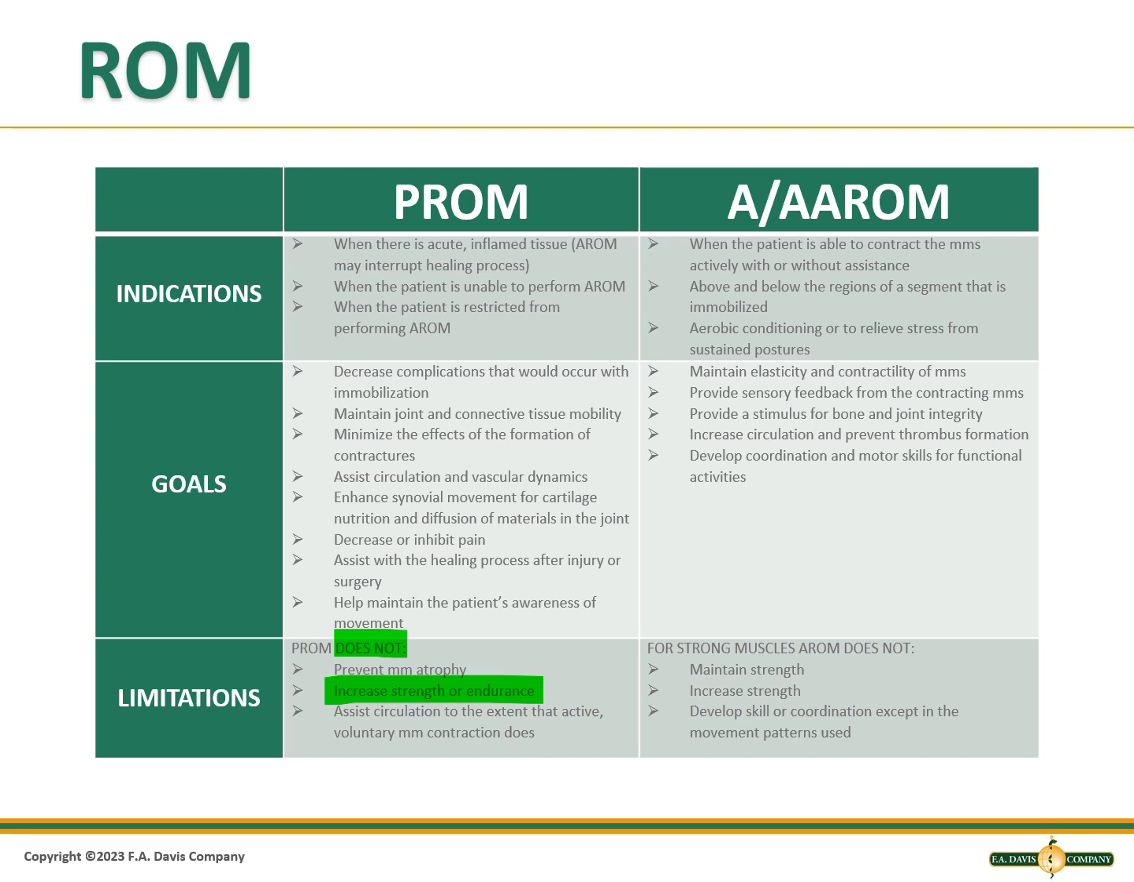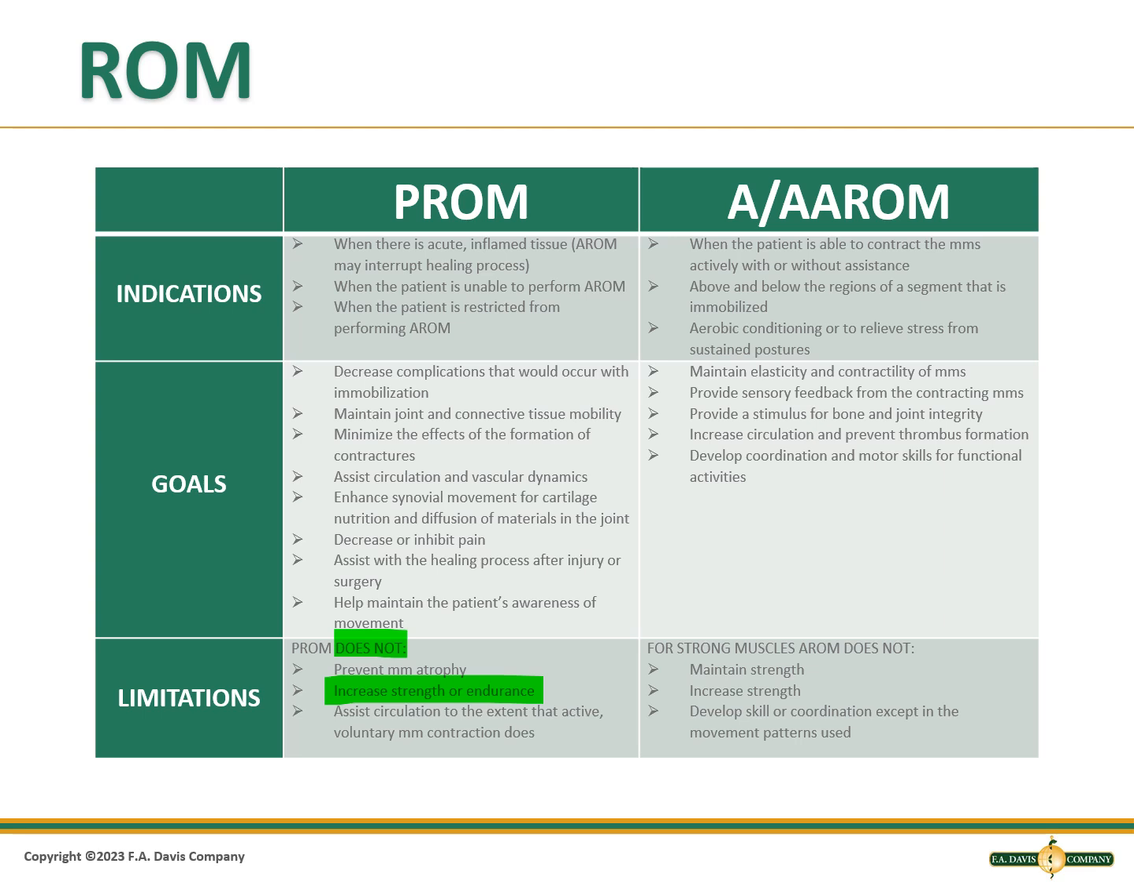So when should we use each of them? For passive range of motion, our indications are when there's acute inflamed tissue, and active range of motion might interrupt the healing process. So that's going to be a lot of our early post-surgical patients. We also want to use passive range of motion when the patient's unable to perform active range of motion and when the patient is restricted from performing active range of motion. So again, going back to those surgical precautions.